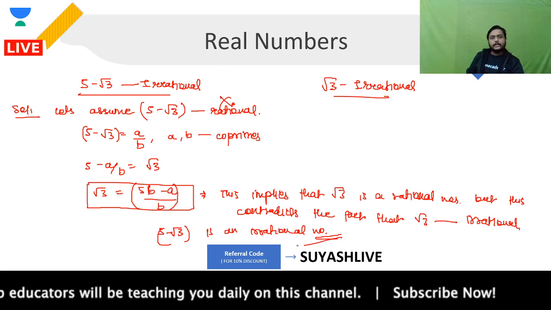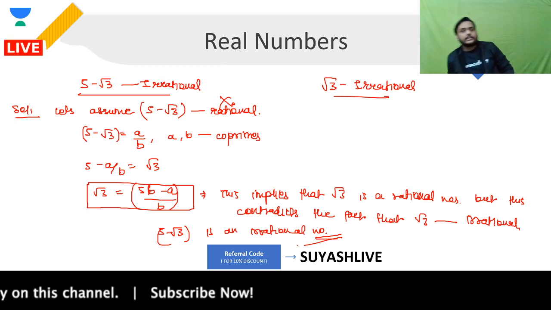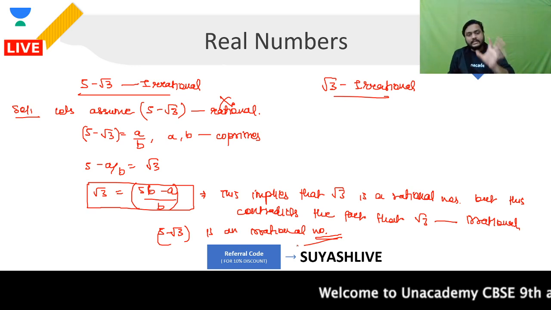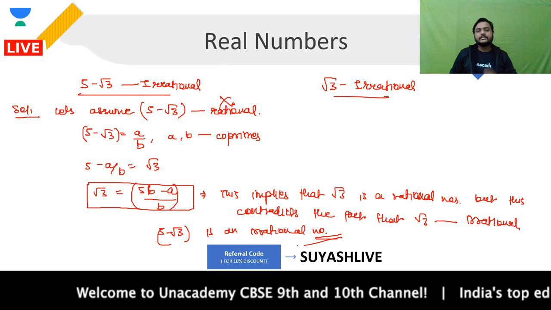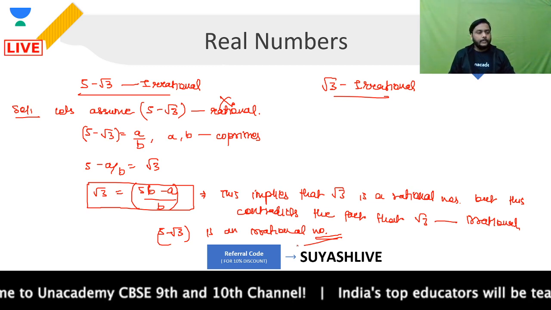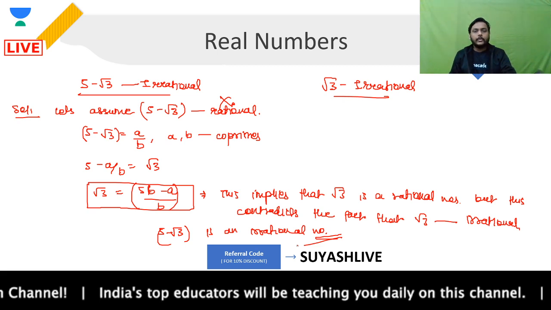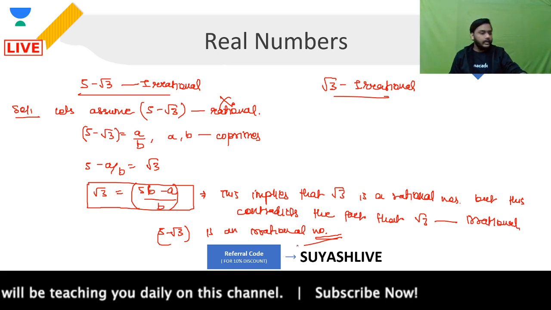So whatever question you get, if it is rational plus irrational, rational minus irrational, or rational into irrational, you always have to follow this same approach, in which you assume that whatever irrational number is involved there, may it be root 2, may it be root 3, may it be root 5, all these numbers will automatically be irrational. Cool. Now let's move ahead.